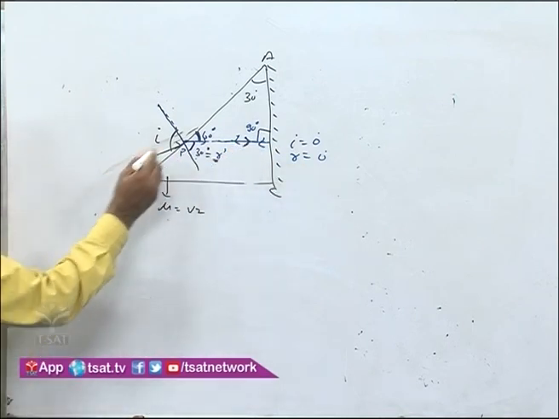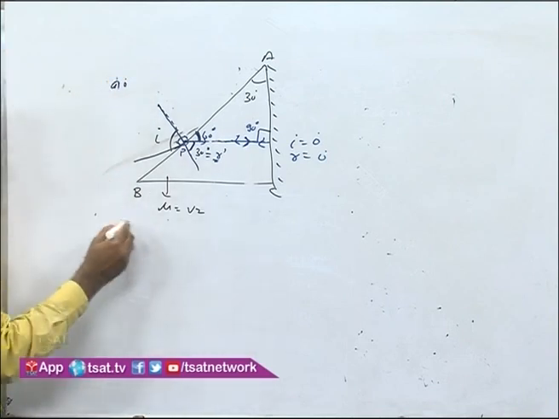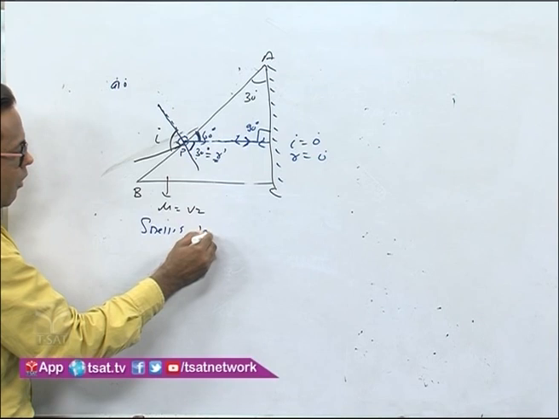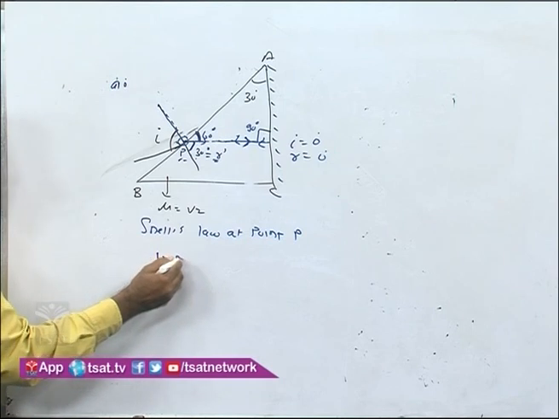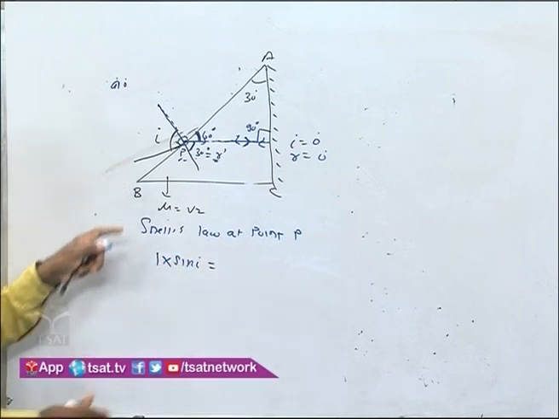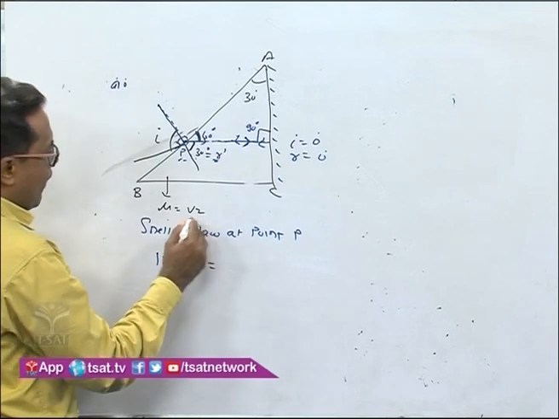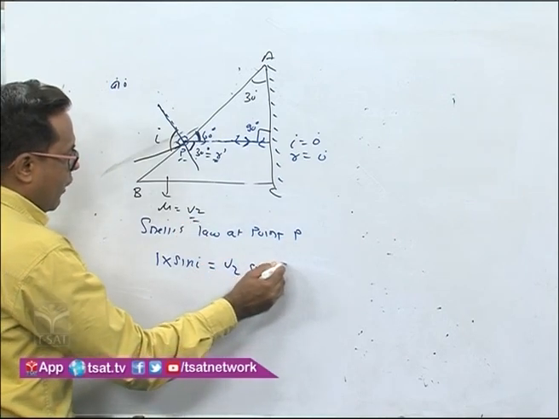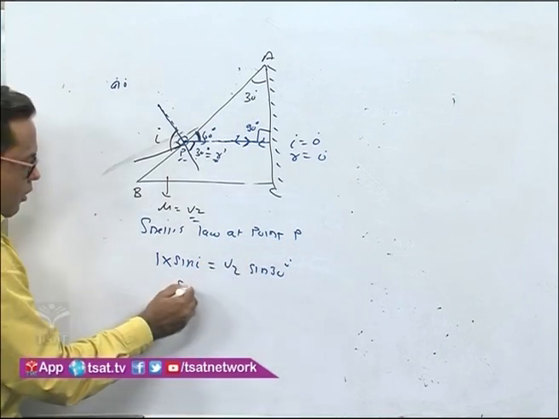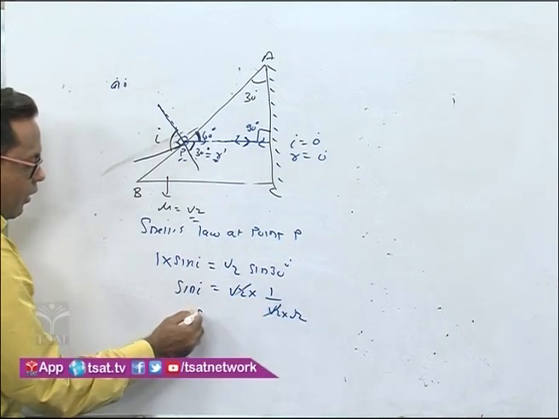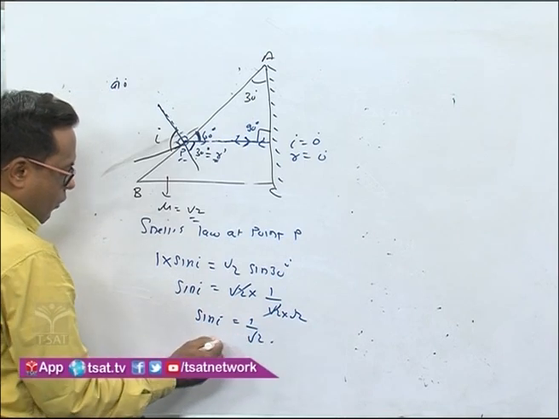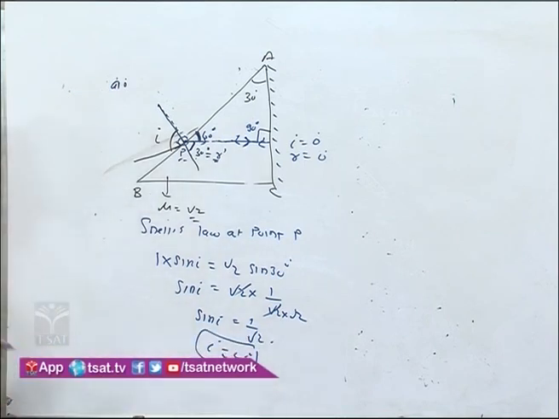Now again you can apply Snell's law at point P over here. Snell's law at point P: 1 into sin I is equal to, what is the refractive index here, √2 into sin 30. So sin I is equal to √2 into 1 by 2, that is √2 into √2 which will get cancelled. Sin I is equal to 1 by √2, and therefore I will be equal to 45 degree. The angle of incidence will come out to be 45 degree.